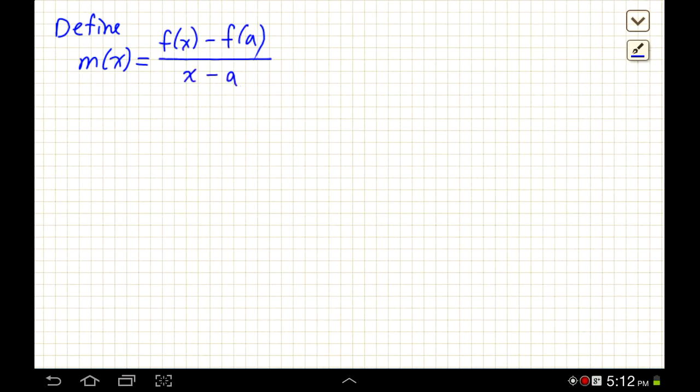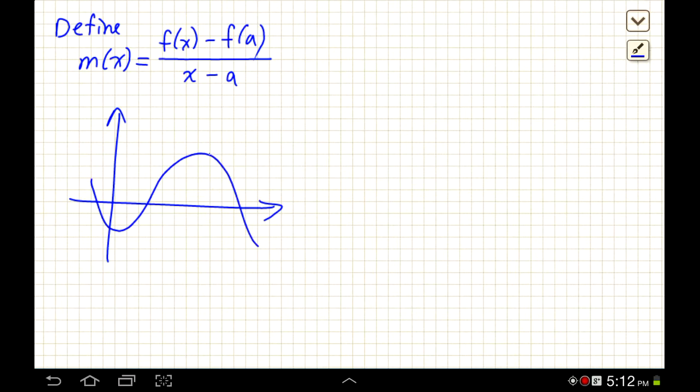Let's first of all define our secant slope. Let us define this expression m of x to be the difference of our y values over the difference of our x values. Now let's say we are asked to find the instantaneous rate of change at a particular point, x equals a. Suppose we have a function that looks something like this, and here is the point A, and we would like to find this tangent slope.